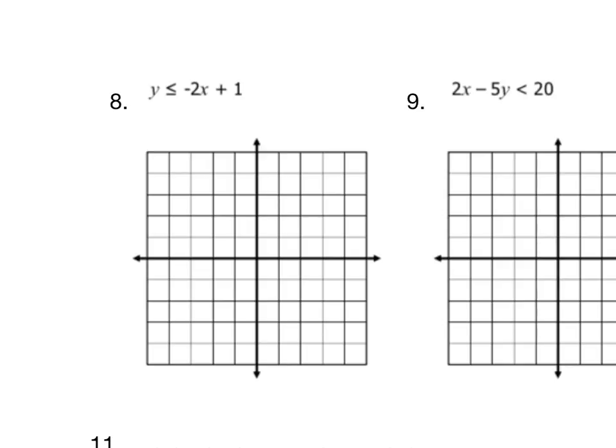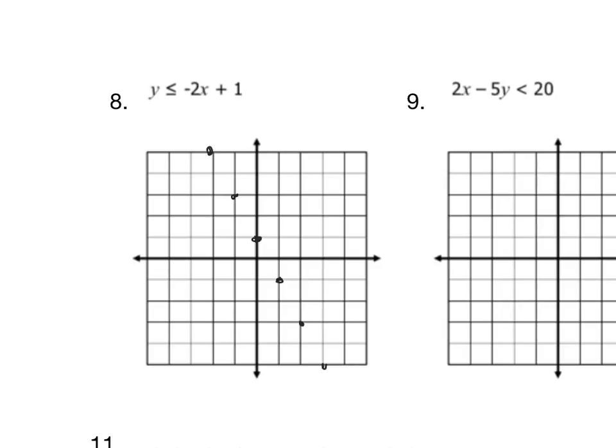And our first step is always getting into slope-intercept form. Luckily, number 8's already in slope-intercept form. So we'll graph it. Our y-intercept is 1. And our slope is -2, so we go down 2 to the right 1, down 2 to the right 1, down 2 to the right 1. Or we can go up 2 and to the left 1, up 2 and to the left 1, okay?